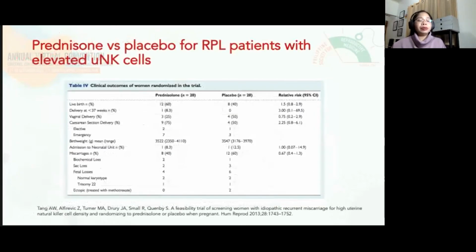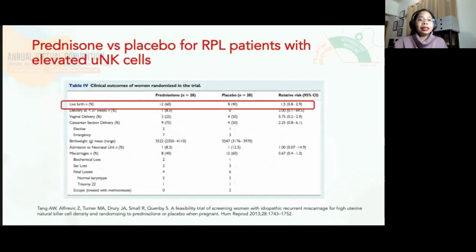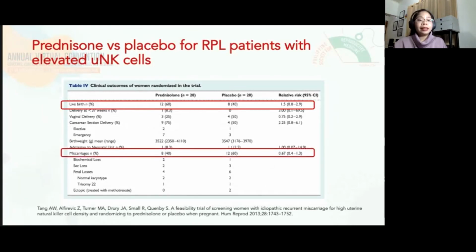So this is a study comparing prednisone versus placebo for RPL patients with elevated uterine NK cells. And as you can see here, there is actually no difference in the live birth rates between the groups of patients who were given prednisolone and the patients who were given placebo. And also there's no difference in the miscarriage rates.